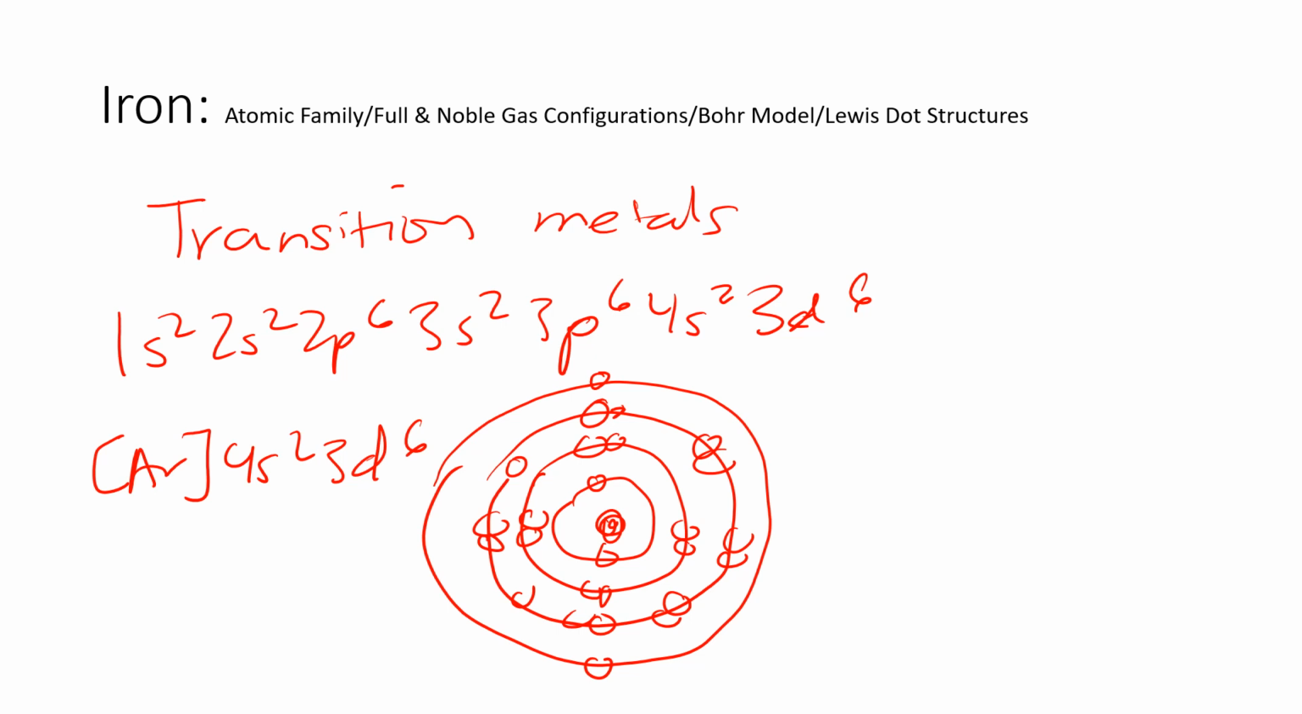Lewis dot structure. So for this one, it depends on the charge. If iron had a 2 plus charge, your Lewis dot would have Fe and then 2 dots around it. If it was a 3 plus charge, it would have iron with 3 dots around it.